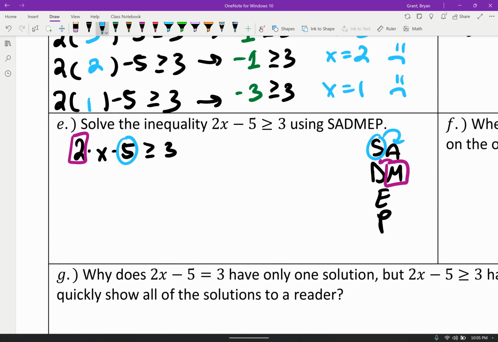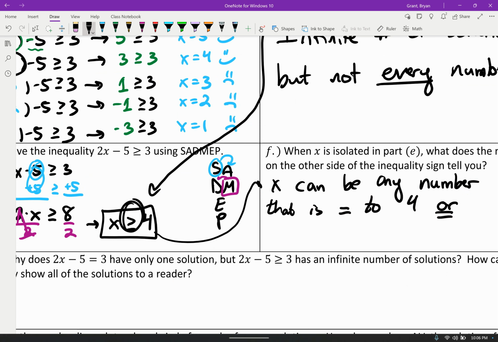But when x is isolated on part E, what does that number 4 now tell you? It doesn't tell us there's only one answer that's 4. How do we read this? Well, we read this as x can be any number that is equal to 4, or, and that's this top part, right? Not just equal, but or greater than 4.